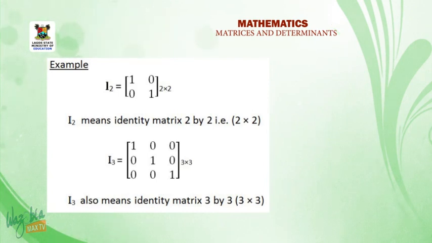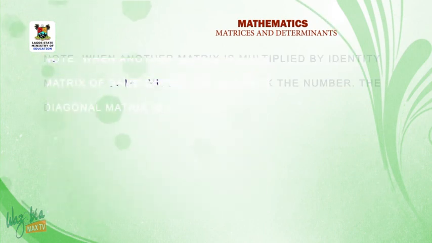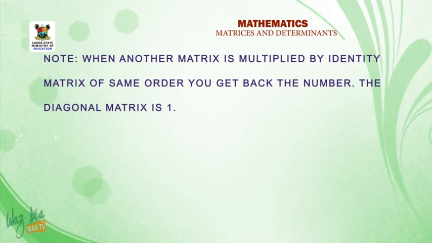I base 3 is equal to 1, 0, 0, 0, 1, 0, 0, 0, 1. I base 3 also means identity matrix 3 by 3. Note, when another matrix is multiplied by the identity matrix of the same order, you get back the same matrix. The diagonal elements of the identity matrix are 1.